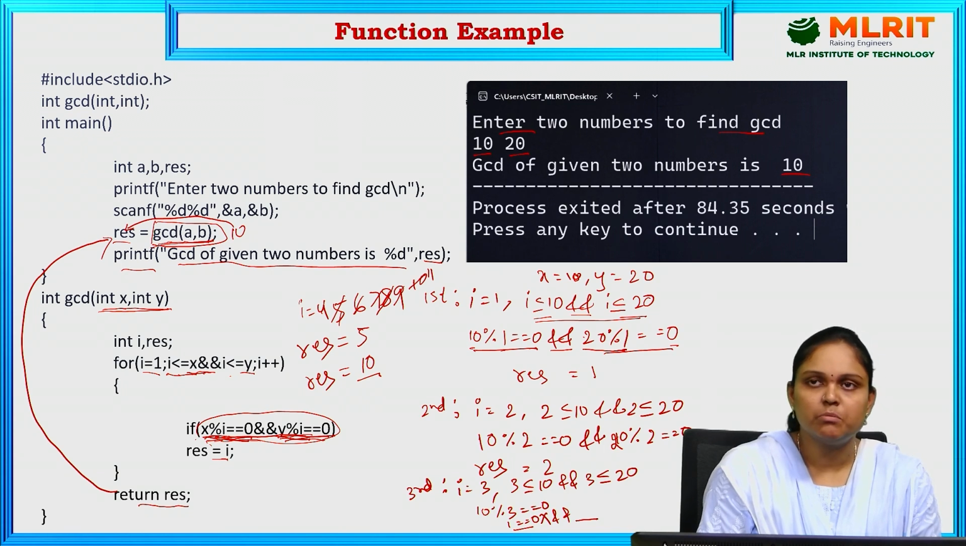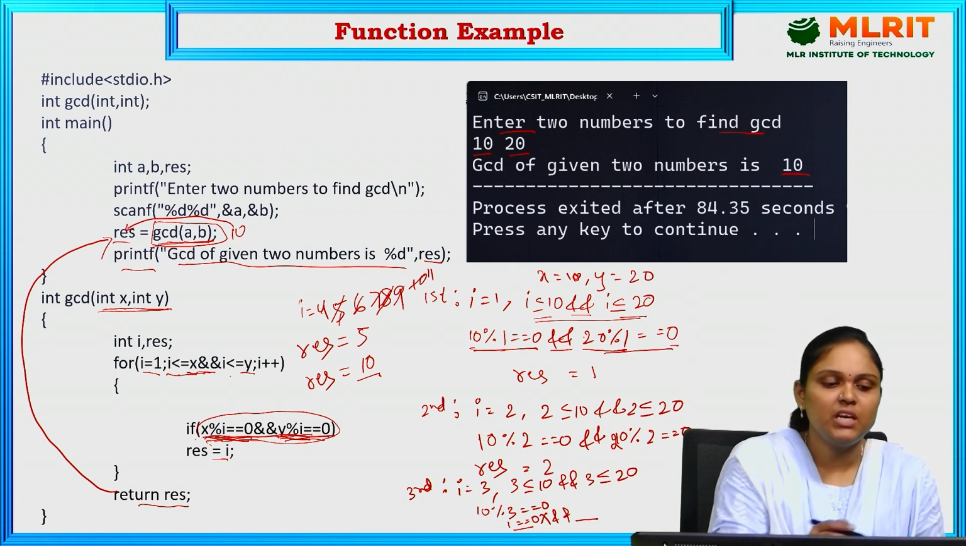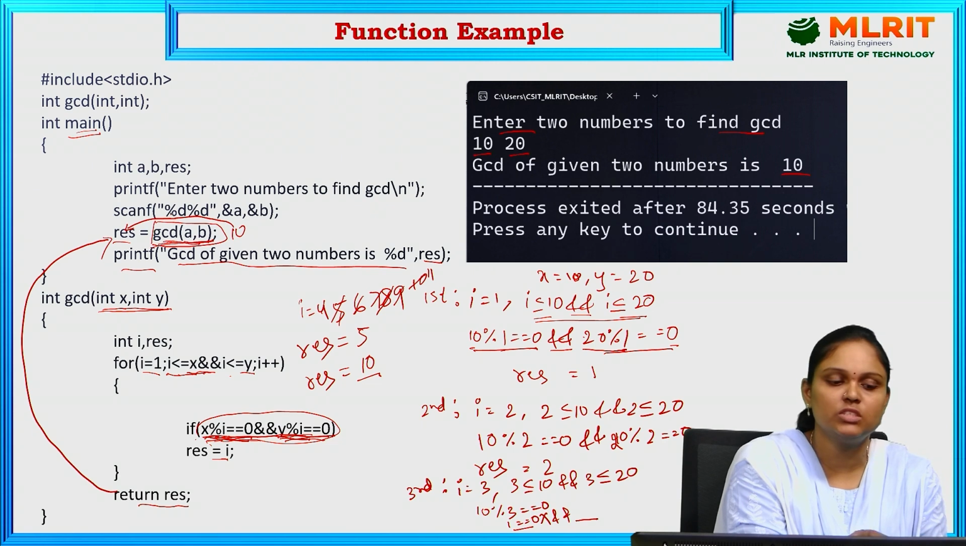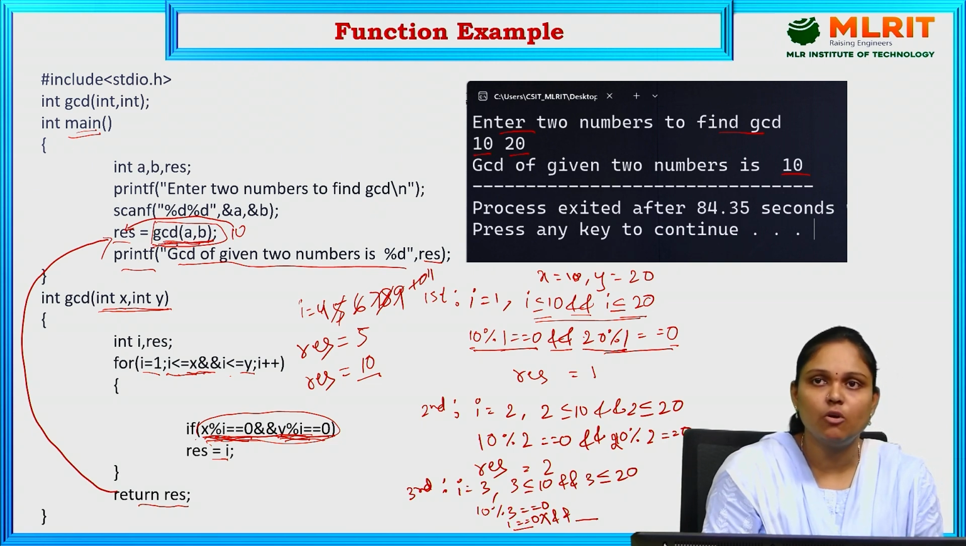So we need to remember three points about functions: the function declaration, function call, and function definition. And we also need to know two points about the calling function and the called function. So here main is called the calling function. This function is calling this GCD function. So main is called the calling function, and this GCD is called the called function.